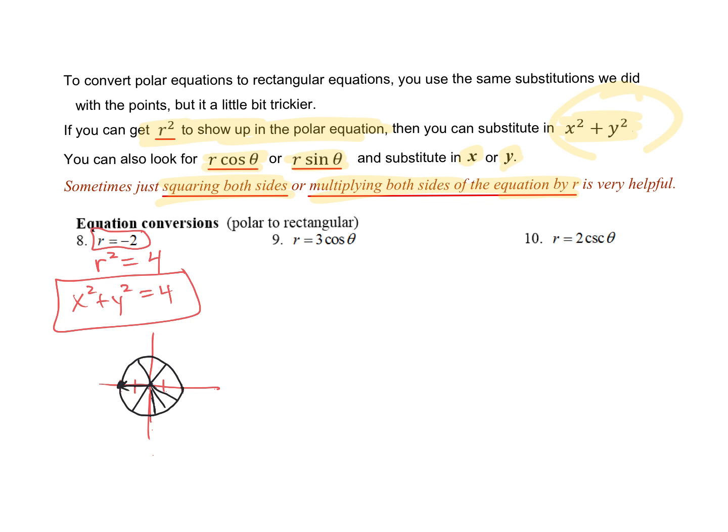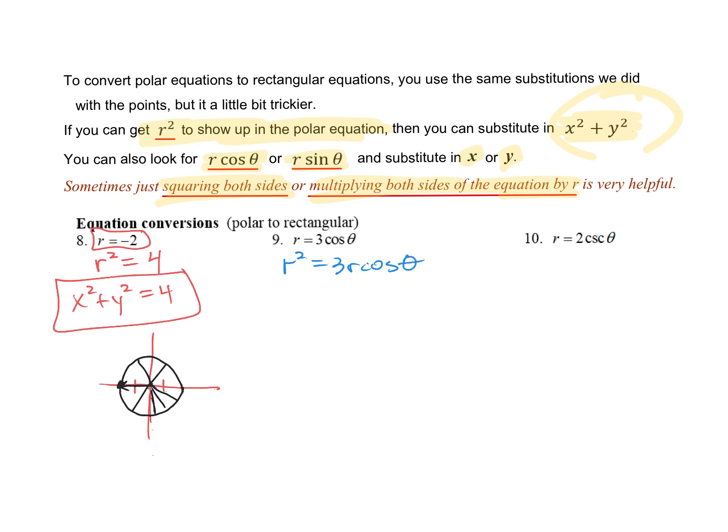All right, let's try number 9. Let's see, the right side is pretty close to what we want. We want an r in there, though. So what can we do on both sides of this? Right, multiply both sides by r. So this will be r squared is equal to 3r cosine of theta.